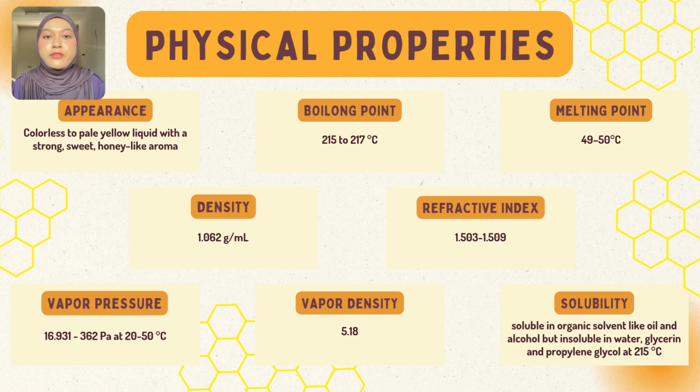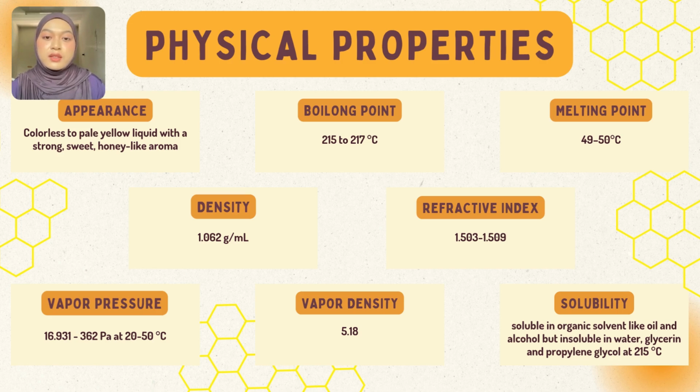This slide shows the physical properties of the compound. To begin with, the appearance of the compound is described as a colorless to pale yellow liquid, accompanied by a strong sweet honey-like aroma. Its boiling point ranges from 215 to 217 degrees Celsius, while its melting point lies between 49 to 15 degrees Celsius. The density of the compound is measured at 1.062 grams per milliliter. Next, the refractive index ranges from 1.503 to 1.509.